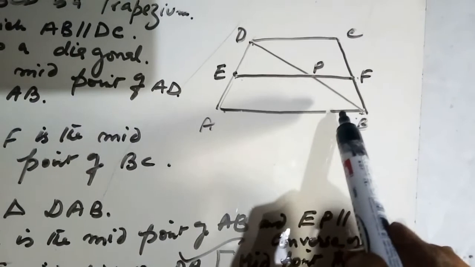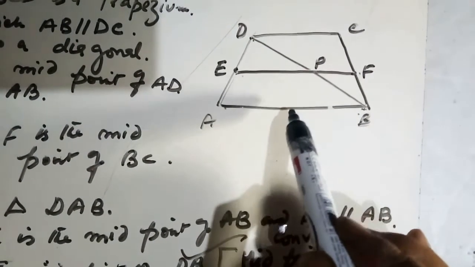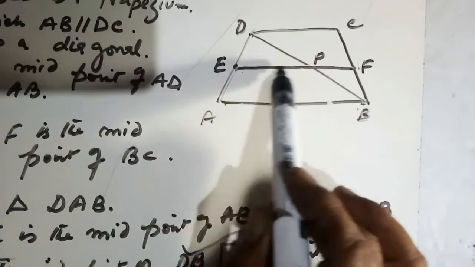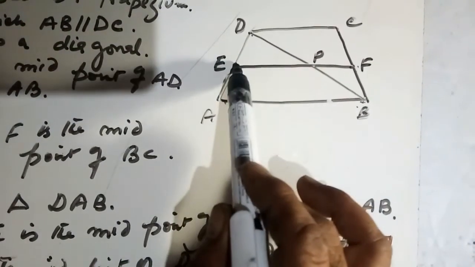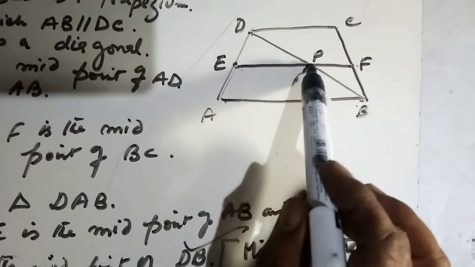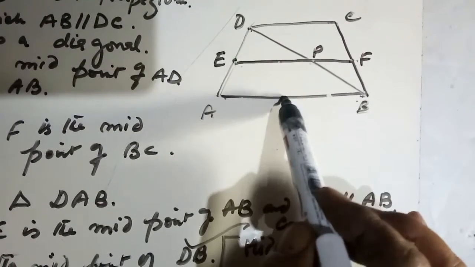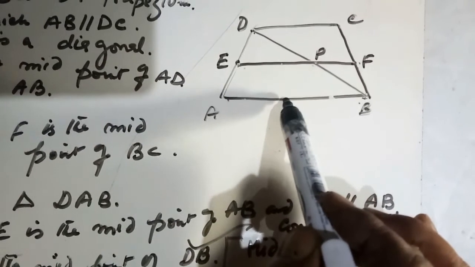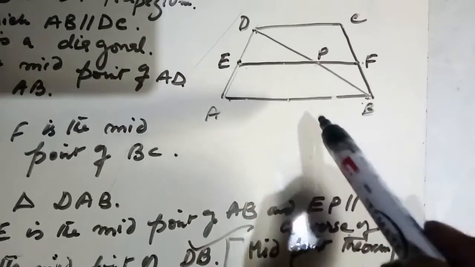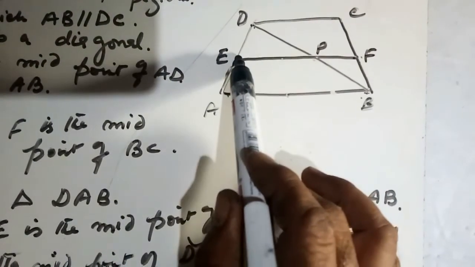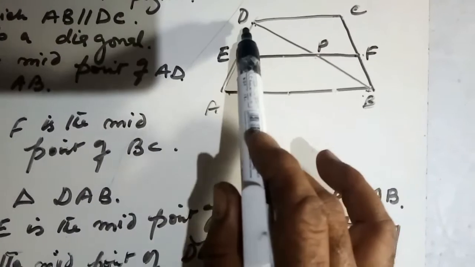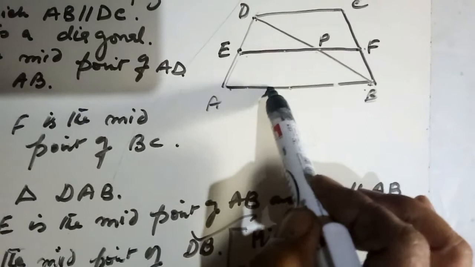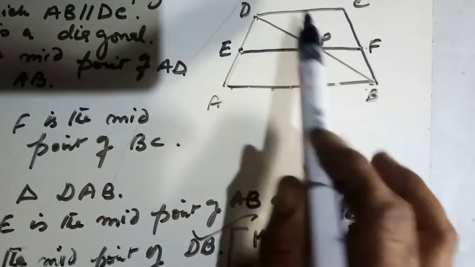You have read the midpoint theorem: the line segment joining the midpoints of two sides of a triangle is parallel to the third side and is equal to half of it. The converse theorem is that E is the midpoint on this side, and this line is parallel to the third side, so P is the midpoint on DB.